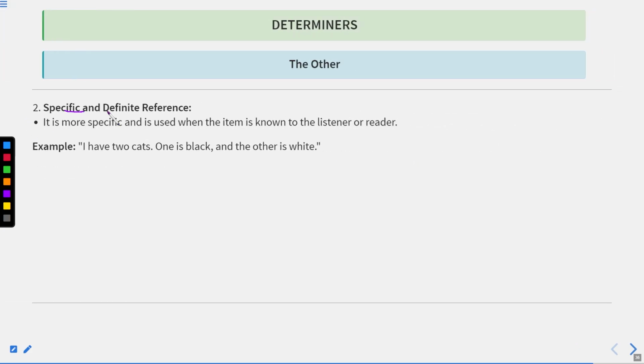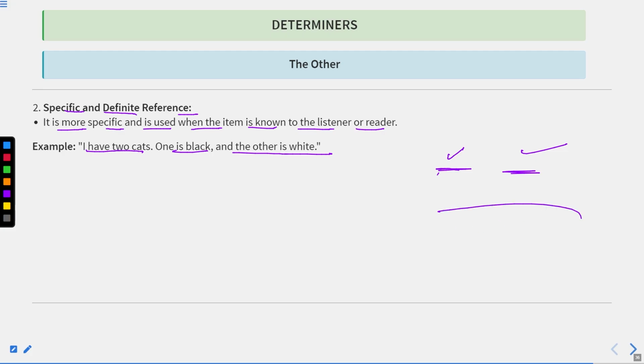Now, a specific definite reference. It is more specific and is used when the item is known to the listener or reader. I have two kids. One is black, the other is white. So when we have two things, on the one hand and on the other hand, we can use these phrases: on the one hand, or on the other hand. When we have two things, we can use one for this and the other for this.